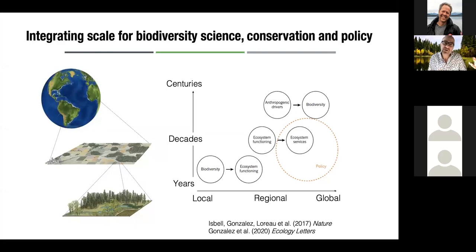And the other side of it, of course, is not just about the basic fundamental biodiversity science, but it's also about the application of that science to conservation and policy.